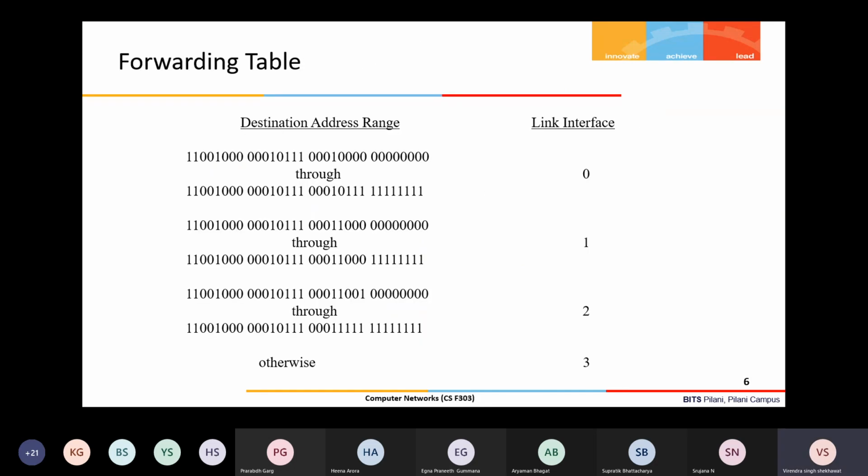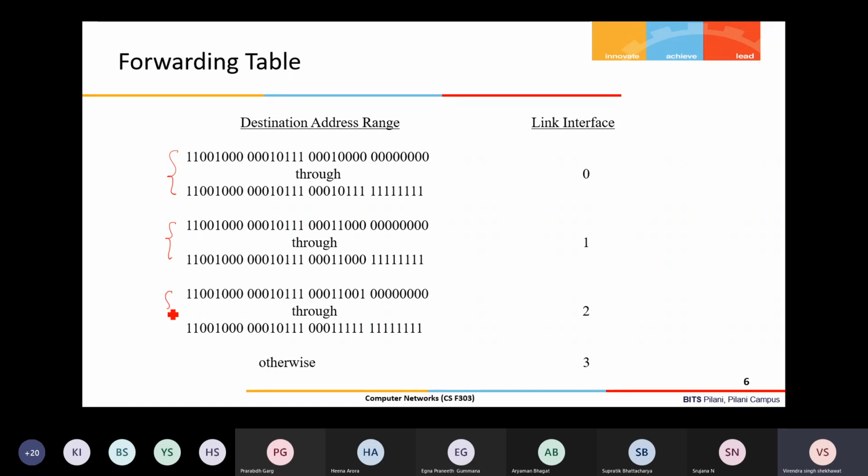So this is the visualization of this table, meaning these real addresses. I say the first range is from this IP address to this IP address. I've written it in binary because the actual processing in the router is in binary only, since it will compare the bits only.